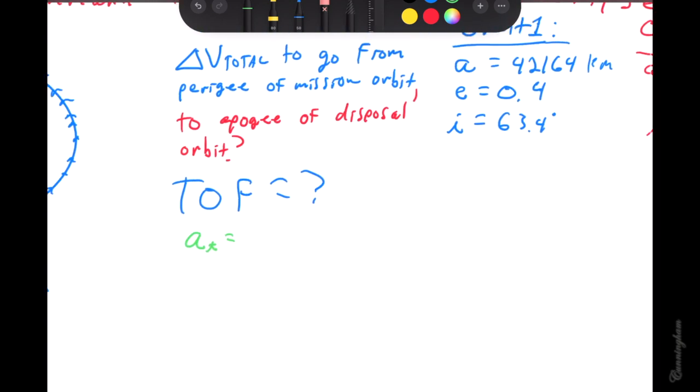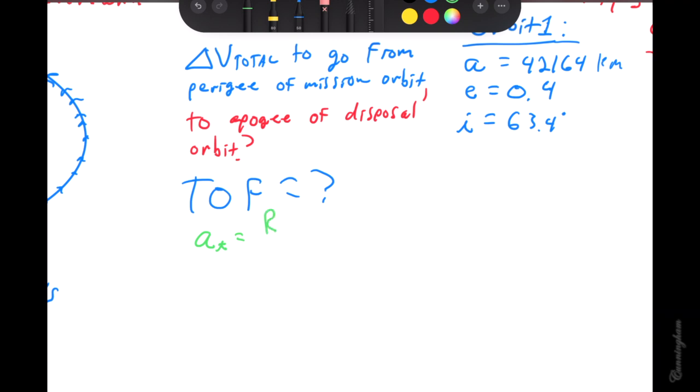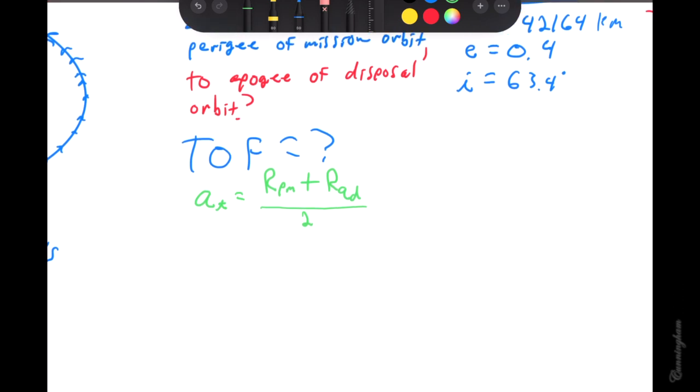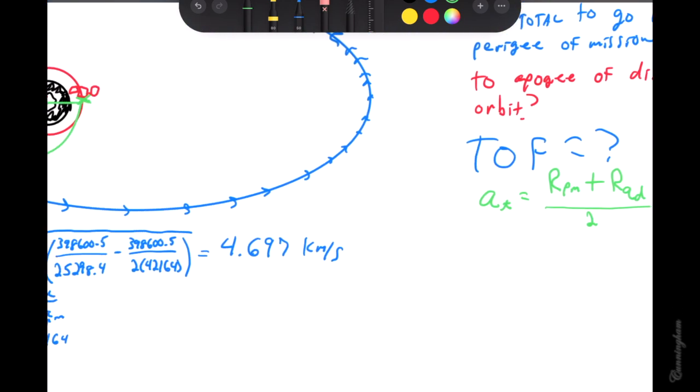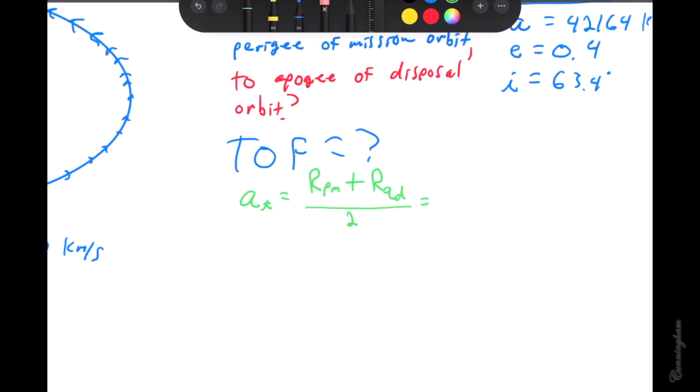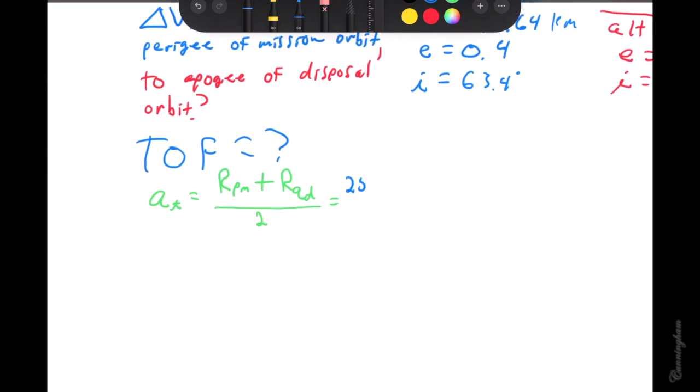So the problem says we're going to do our first burn at r sub perigee, and I'm even going to put submission orbit there. And we're going to end at apogee of the disposal orbit. Then divide those by 2. Okay, so we do know part of this. We found out what the perigee of the mission orbit was. That was 25,298.4. We don't know yet what the apogee of the disposal orbit is, but I bet you we have an equation for it, right?